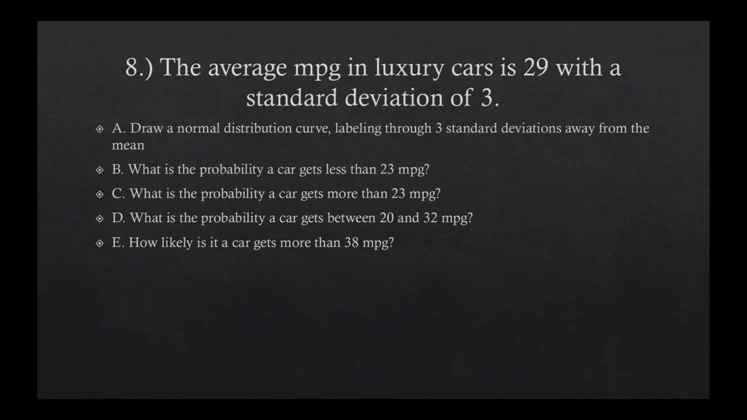The average miles per gallon in luxury cars is 29 with a standard deviation of 3. So we're going to draw a normal distribution curve, labeling through 3 standard deviations from the mean, and then we're going to answer 4 probability questions about it. I think I have those on different slides.